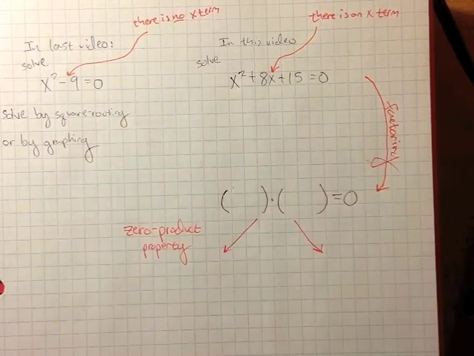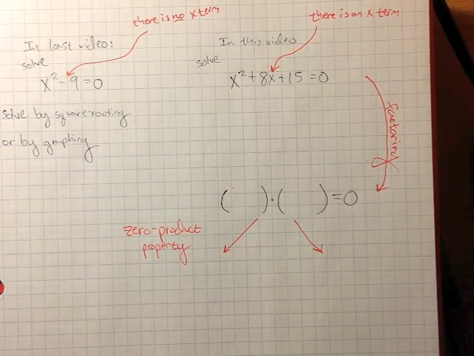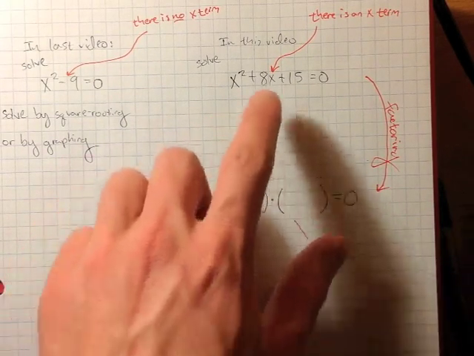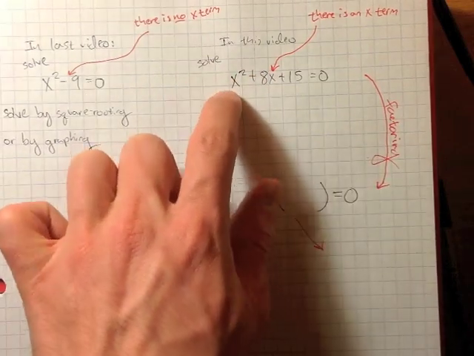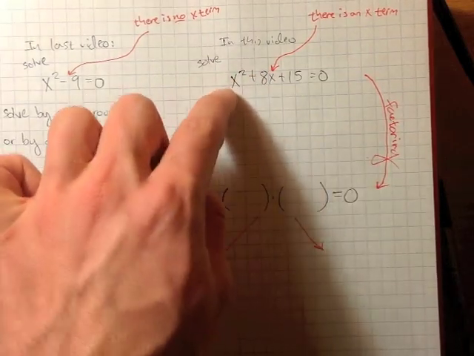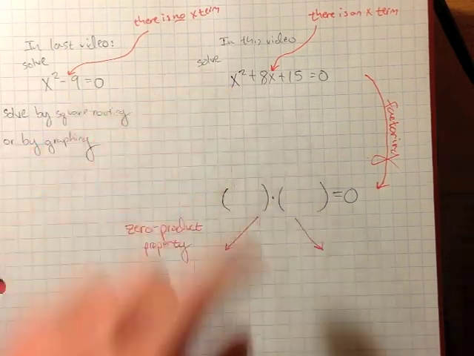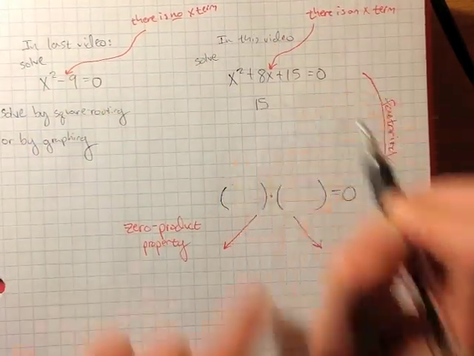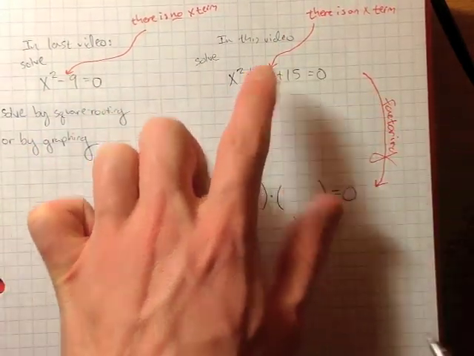Now, let's factor this real quick. First question is, can we use the shortcut? Well, yes, we can use the shortcut because there's an invisible 1 out here. So that means that all we need to do is find the magic pair of numbers that multiply to give 15 and add to equal 8.